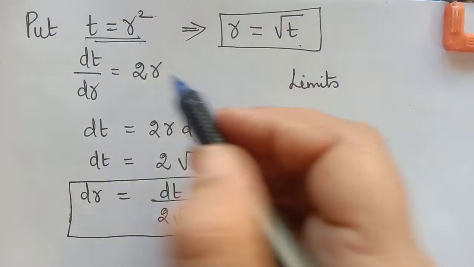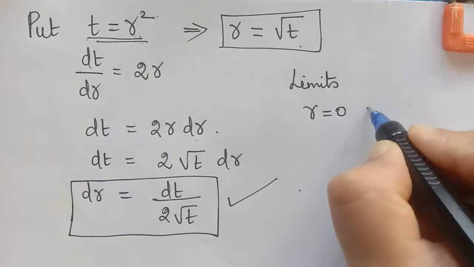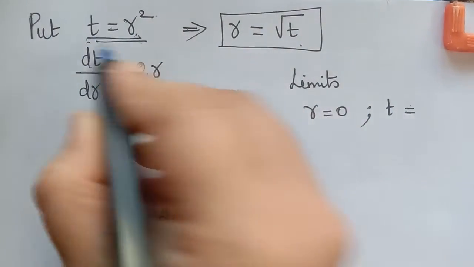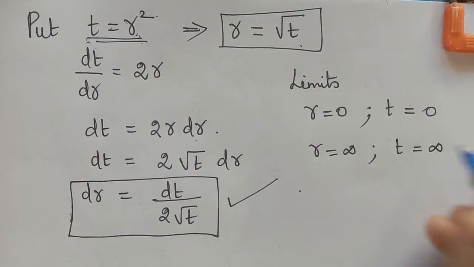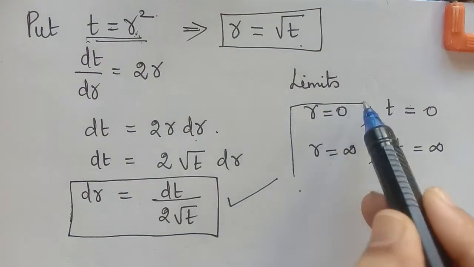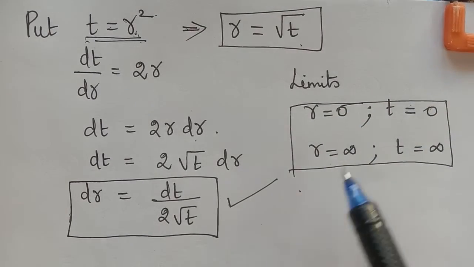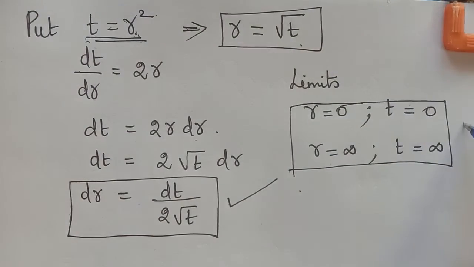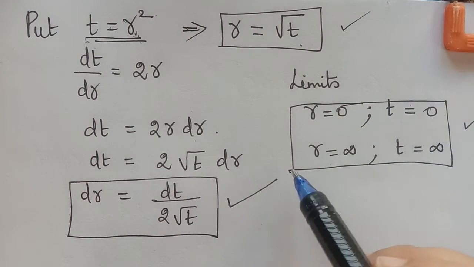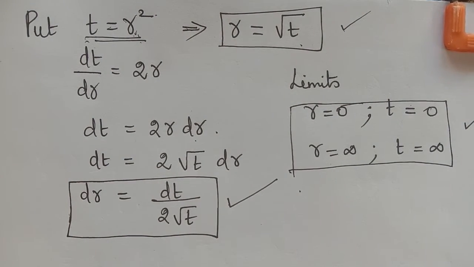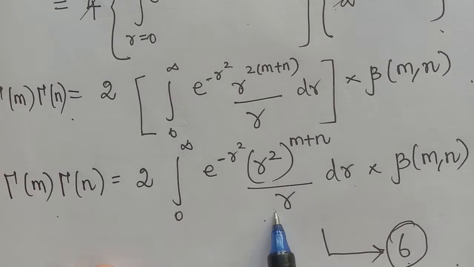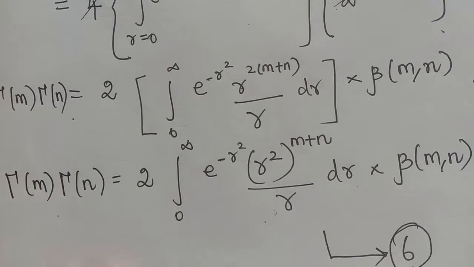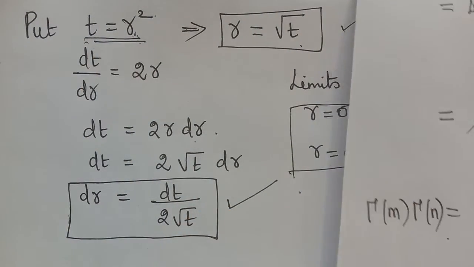So what about the limits? So when r is equal to 0, t will be equal to 0 again. When r is equal to infinity, t will be equal to infinity. So these are the limits. So limits remain the same. Now we will substitute all this, that is the limits, the value of r, the value of dr in our equation 6 that we obtained at the last. In this equation 6, we will substitute t in place of r. That is, we will substitute r square to be equal to t. So let us do that now.